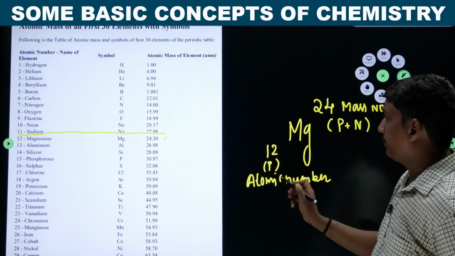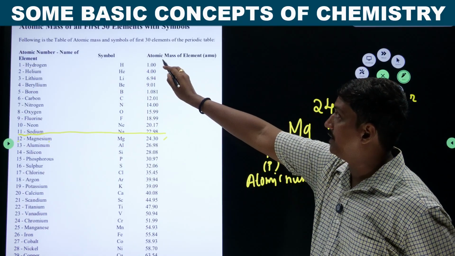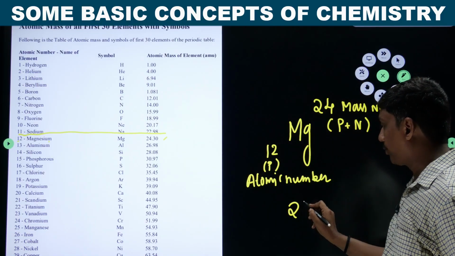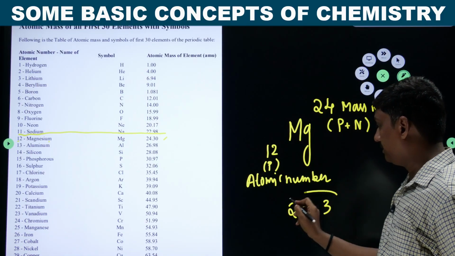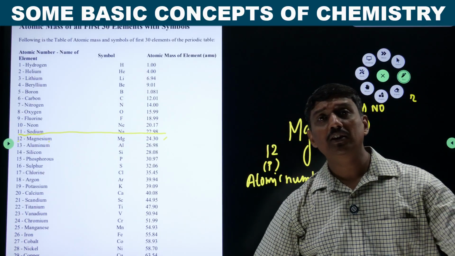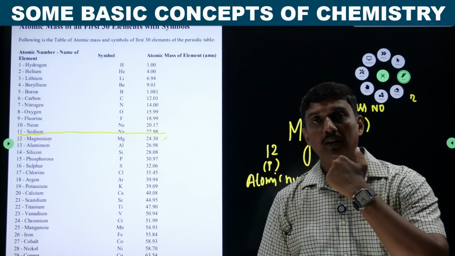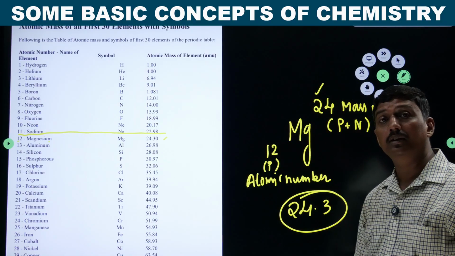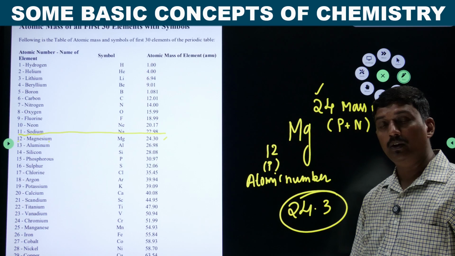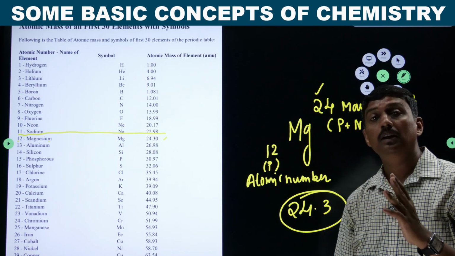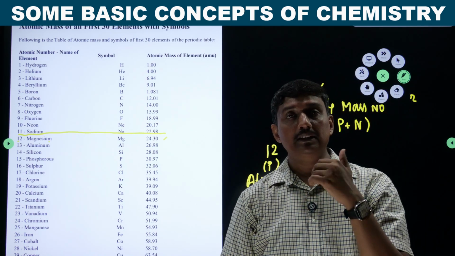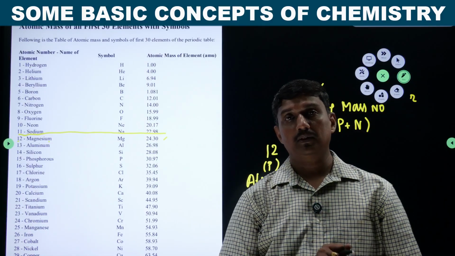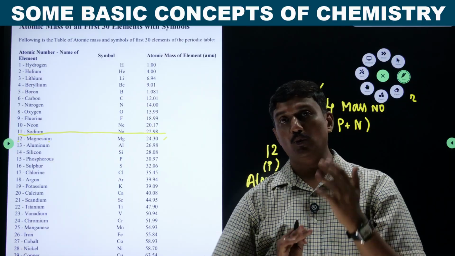I have written 24, but here the atomic mass in AMU is 24.3. Why is it 24.3? The decimal place can be seen, but I have not written any decimal here. It is only the whole number 24. The reason is some of the elements in nature exist in isotopic form. They are said to be isotopes.